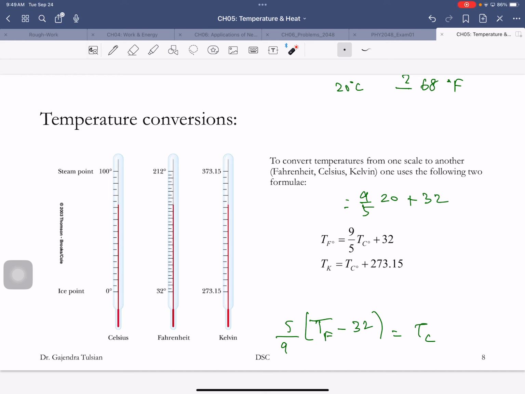So this formula allows you to convert from Fahrenheit to Celsius or Celsius to Fahrenheit, and this formula allows you to calculate from Celsius to Kelvin scale. So if you have a temperature of 27 degrees on the Celsius scale, 27 plus 273 is 300 degrees Kelvin. So between these formulas, you can convert the temperature from one scale to another.